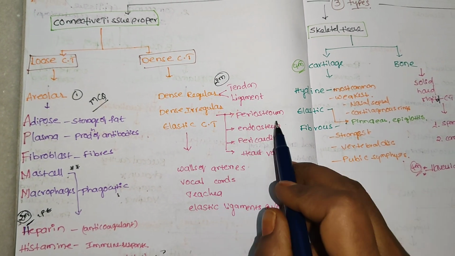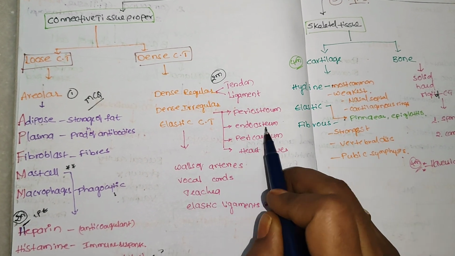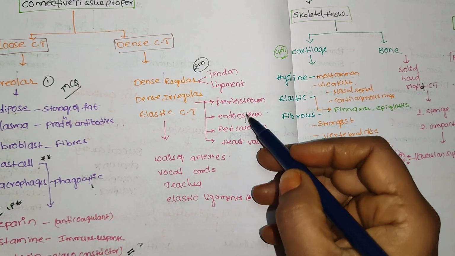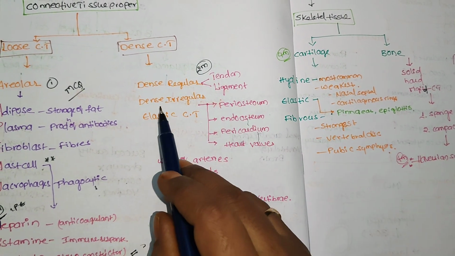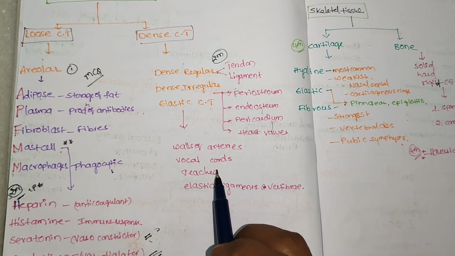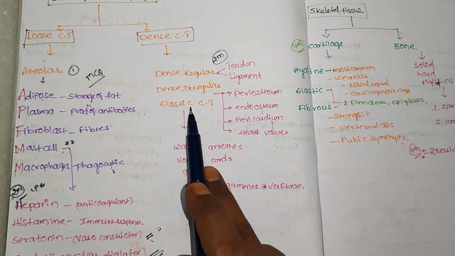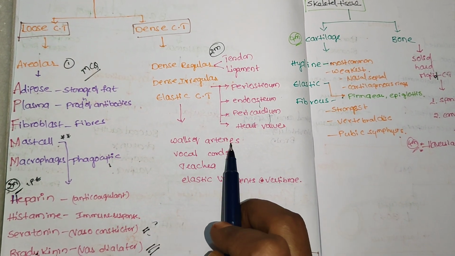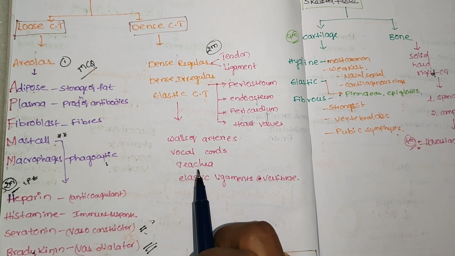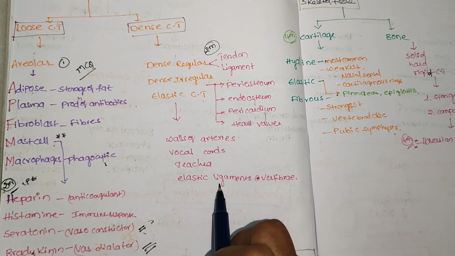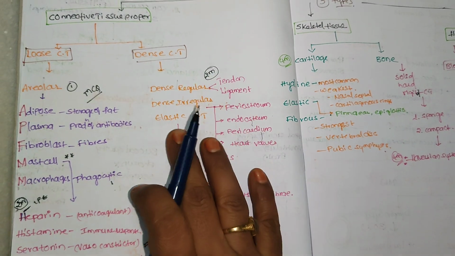Dense irregular tissue is located in the periosteum, endosteum, pericardium, heart valves. These are the locations occupied by the dense irregular connective tissue. Then elastic connective tissue. The name itself indicates elastic nature. Here: walls of arteries, vocal cords, trachea, elastic ligaments of vertebrae. So these are the dense connective tissues.